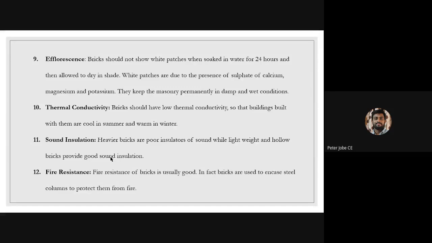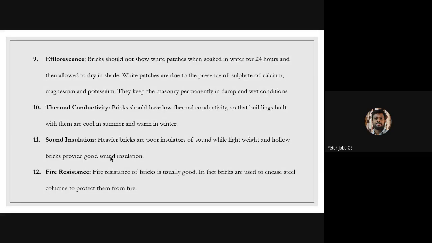And then sound insulation. Heavier bricks are poor insulators of sound, while lightweight and hollow bricks provide good sound insulation. Why? Do you have any idea? Can anyone say why heavier bricks are poor insulators of sound, while lightweight and hollow bricks provide good sound insulation? Have you heard about lightweight and hollow bricks? Hollow bricks means the inside will be hollow. It will be constructed like that, but it will have sufficient strength. I'm not talking about cavities, but about hollow bricks. It will be designed and molded like that.